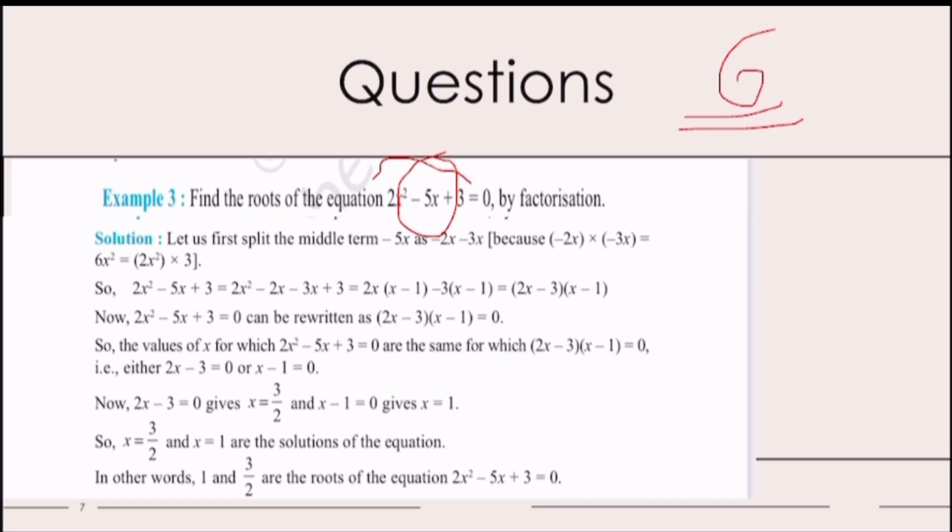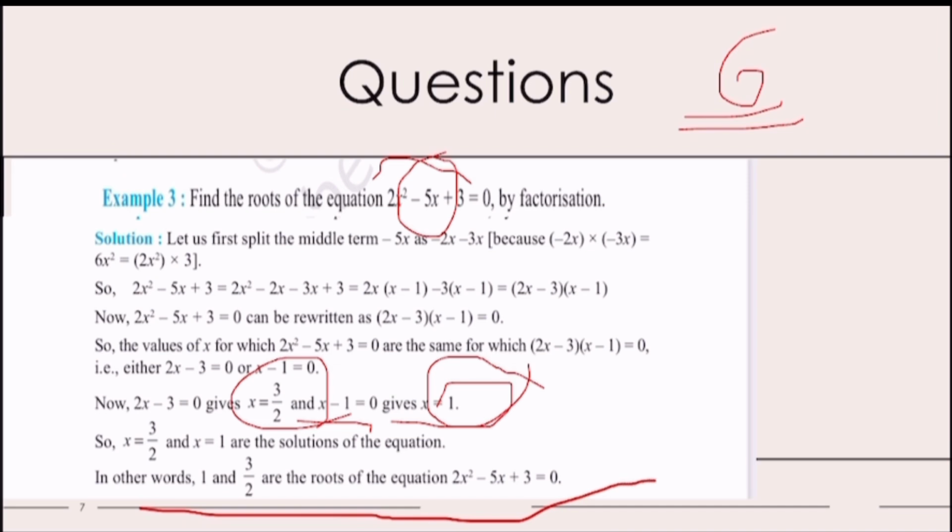So we have got the values as x is equal to 3 by 2 and x is equal to 1. So 1 and 3 by 2 are the roots of 2x square minus 5x plus 3.